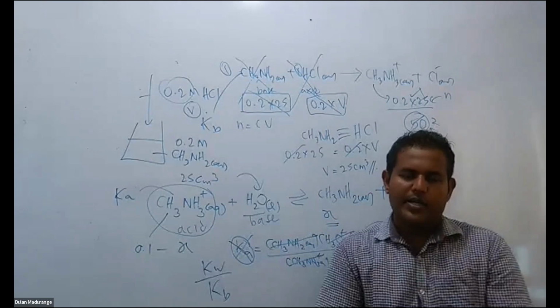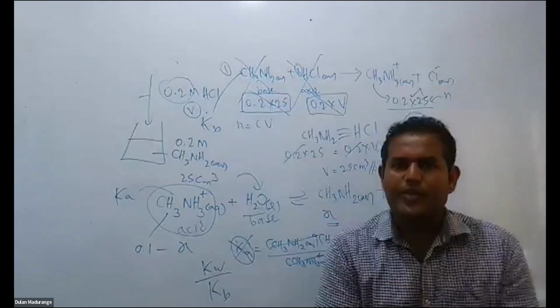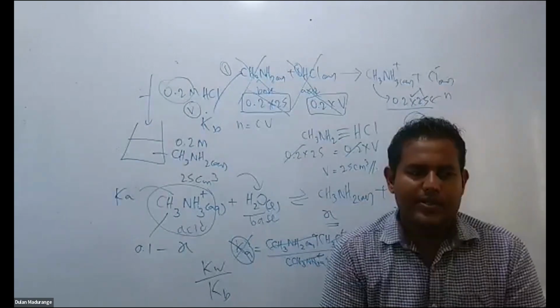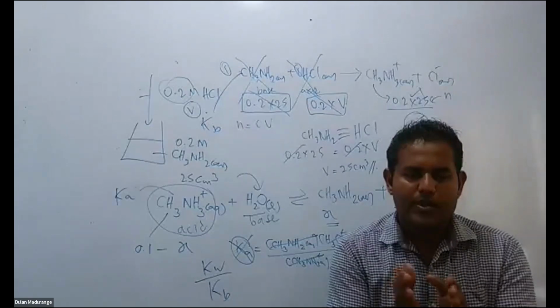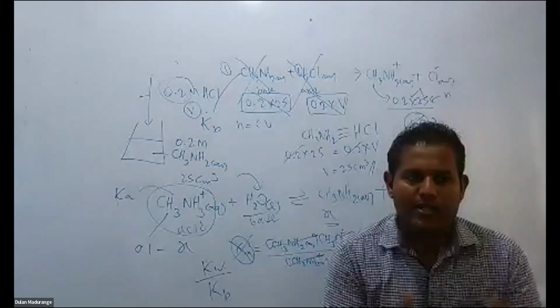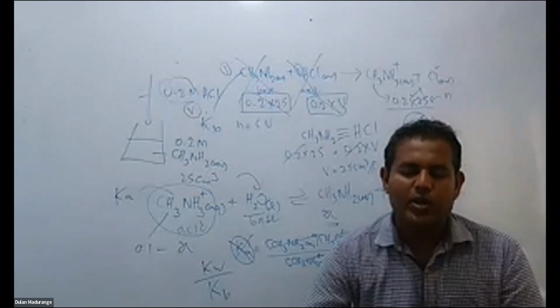Again, the precipitate is not fully dissolved. Again, the solution is saturated. In a saturated solution, you have a constant amount of M plus and X minus. So you have the precipitate, but the maximum amount of ions are dissolved, right?